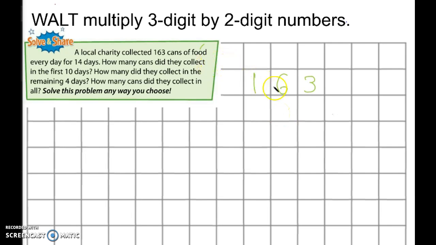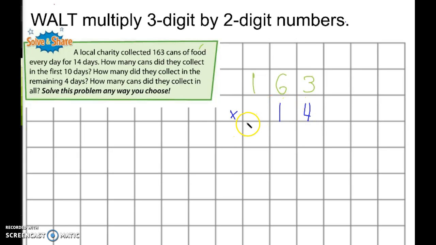So there's a few strategies I could use to solve this problem. What I really want to focus on right now is just starting to approach this 3-digit by 2-digit multiplication. So we're going to just look at how many cans they collected in all, which would be 163 times 14. And we're going to solve this the traditional way. That line was not straight at all. I'm going to try again. A little better.